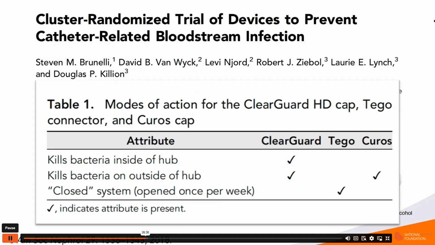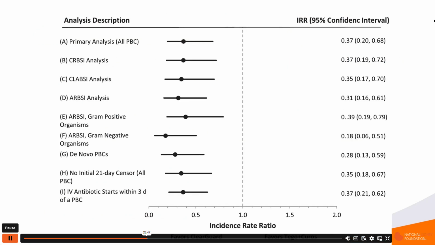And what he demonstrated was that you can actually focus and target on the intraluminal source of infection using ClearGuard as well as the Tego and Kuros to see, can we reduce infection? And what they found was that in all of their different types of analysis, ClearGuard was actually very effective in reducing catheter-related bloodstream infection by targeting that intraluminal cause of organism attachment. And so they found that it was very positive, and unfortunately the guidelines were not able to publish this.